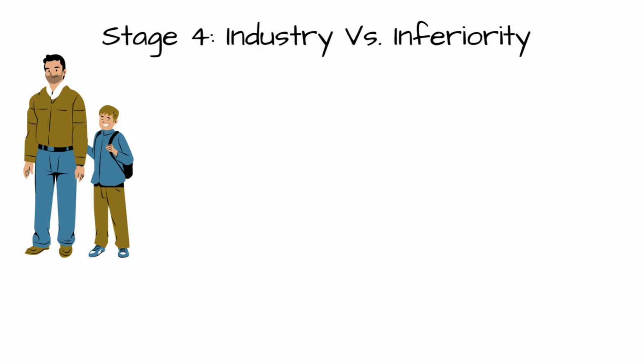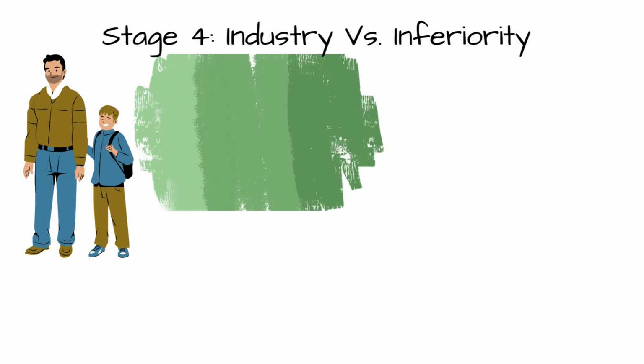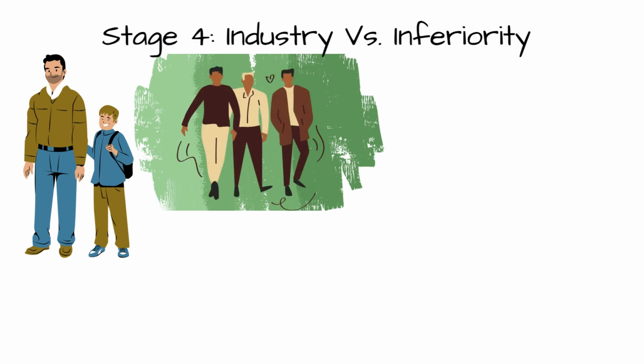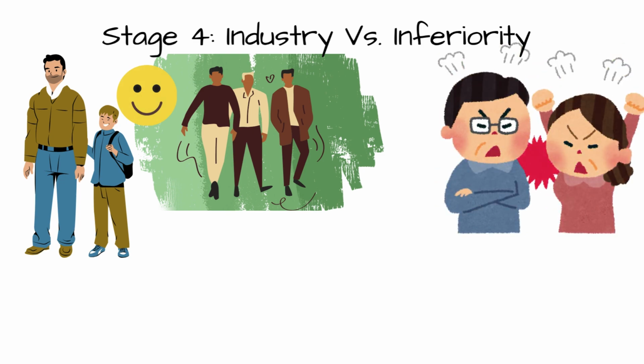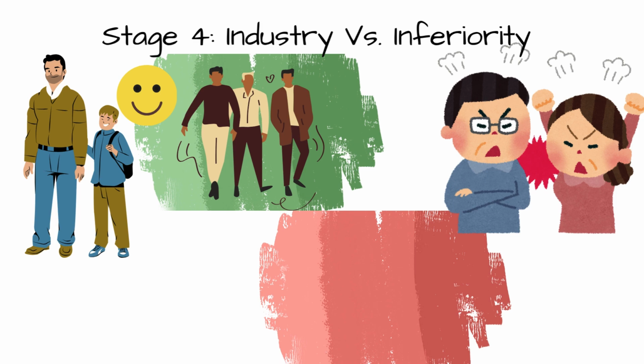Stage 4. Industry versus inferiority. During middle childhood between the ages of about 6 and 11, children enter the psychological stage known as industry versus inferiority. As children engage in social interaction with friends and academic activities at school, they begin to develop a sense of pride and accomplishment in their work and abilities. Children who are praised and encouraged develop a sense of competence. Those who are discouraged are left with a sense of inferiority.